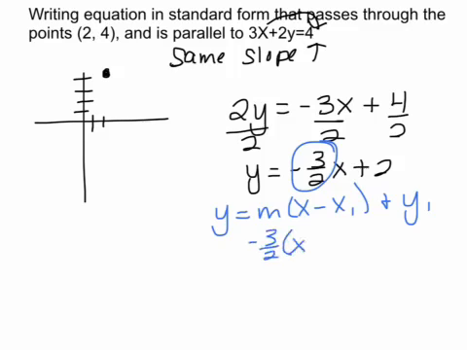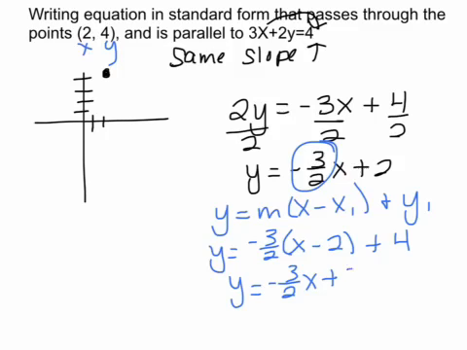The opposite of x, so -2, because this is my x value, and there's my y value. So the first thing I have to do is write an equation. So y equals -3/2 x plus 3 plus 4. So I get y equals -3/2 x plus 7. This is an equation that's going to run parallel to that one right there.